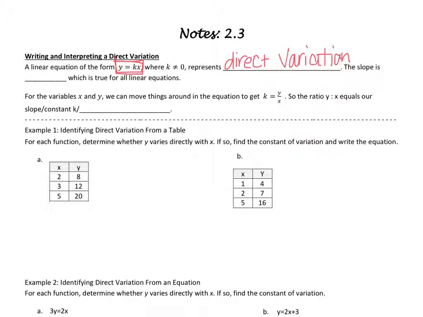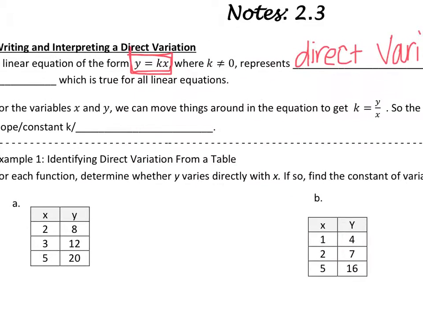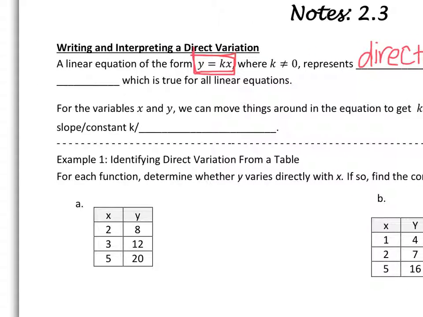The slope of these direct variations is constant. It never changes. For linear equations, that's true for all of them. All linear equations, the slope is constant. When we get to curves and stuff, that's because the slope is changing as we go. So for linear equations and for direct variation, the slope is constant.